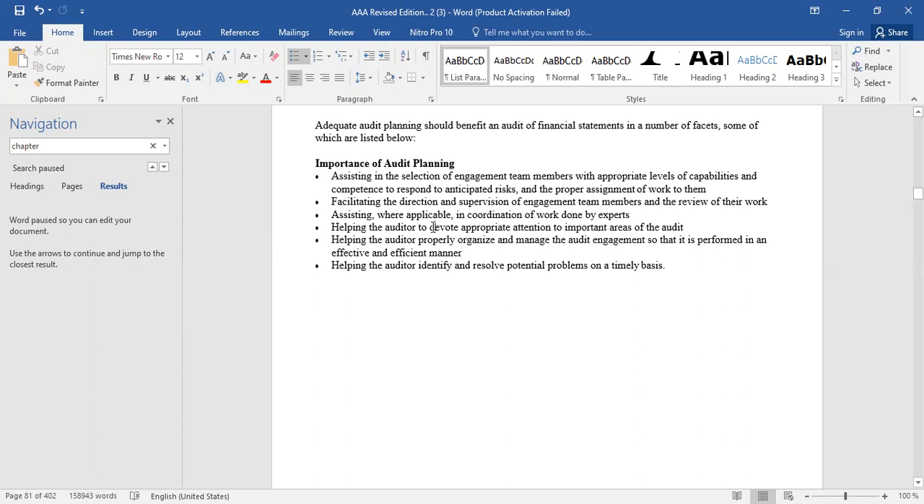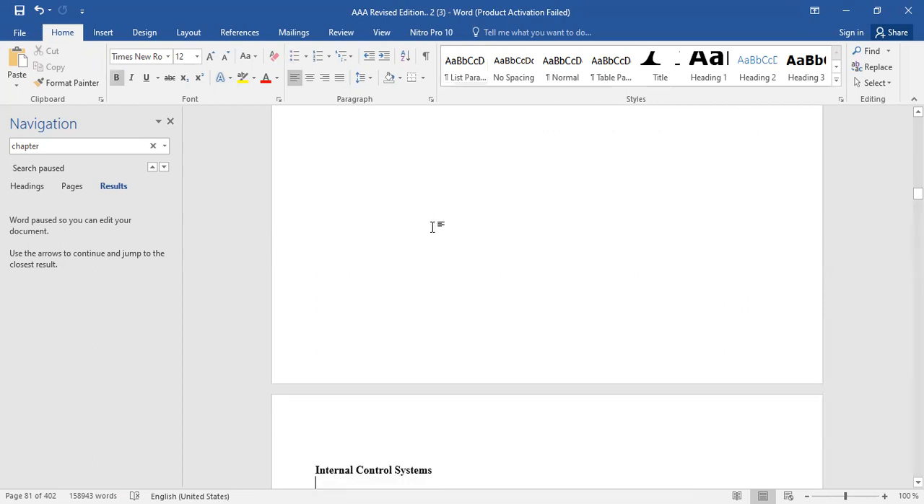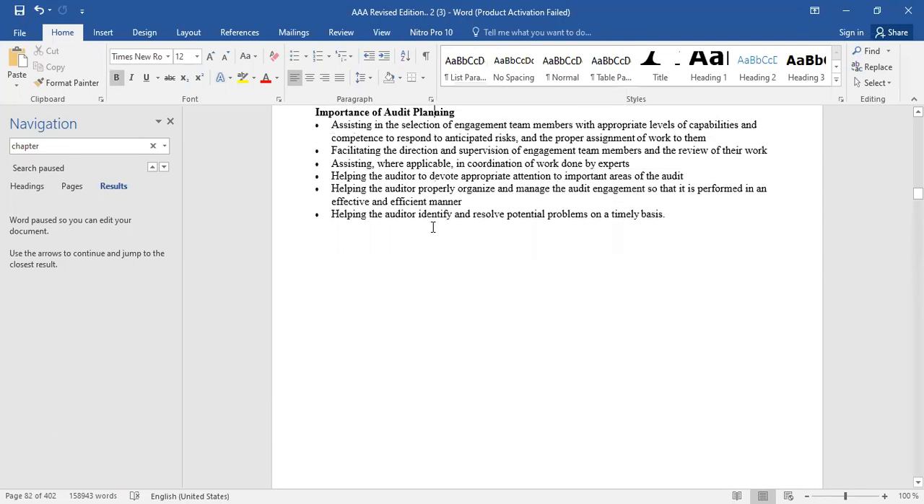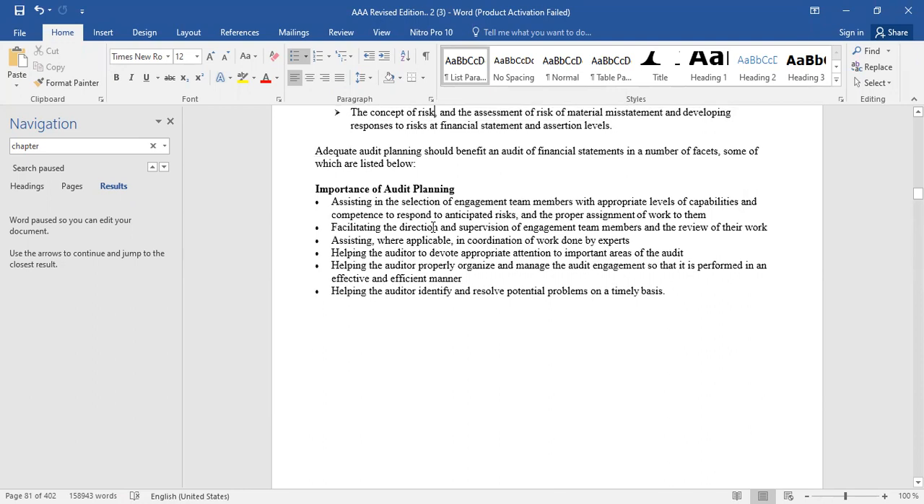If you've been in my class, I taught you about reviews, and we say that one of the reviews that we have is called hot review. Now, when you plan very well, you'll be able to do hot review and you'll be able to make corrective measures in time. So it will help the auditor identify and resolve potential problems on a timely basis.